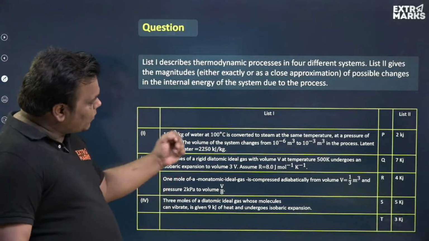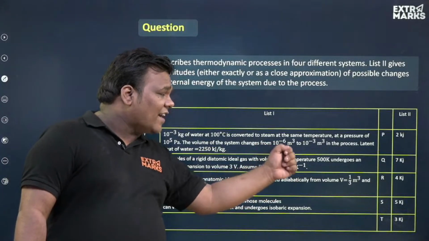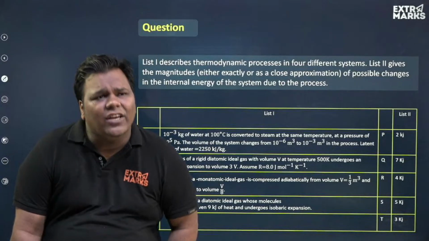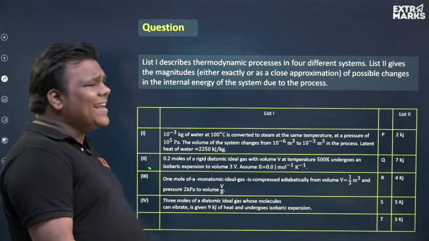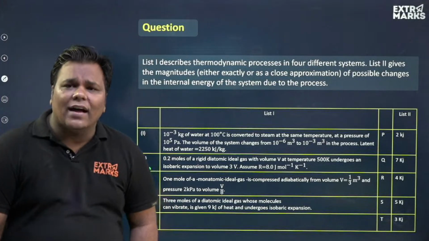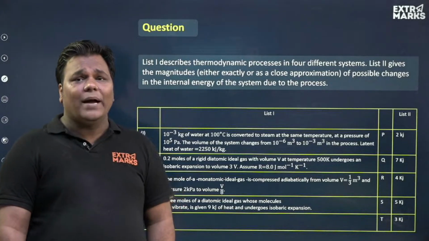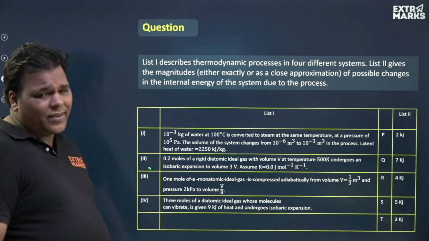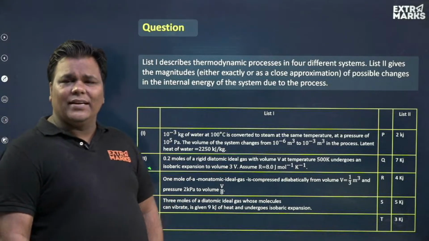Second, 0.2 moles of a rigid diatomic ideal gas with a volume V at a temperature 500 K undergoes an isobaric expansion. I know that for an isobaric expansion, or any expansion, the formula for change in internal energy is F by 2 nR delta T. So it might be a little bit easy.